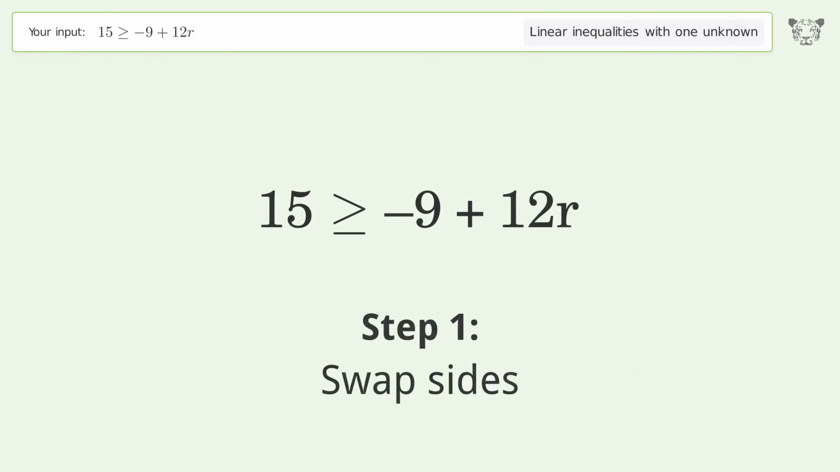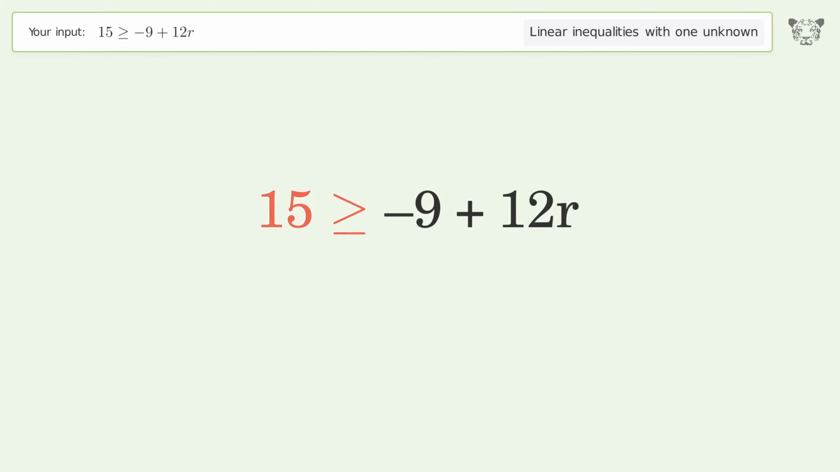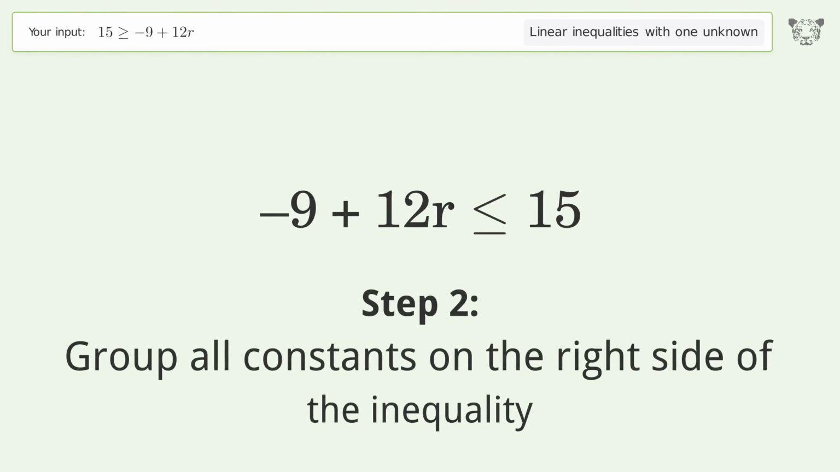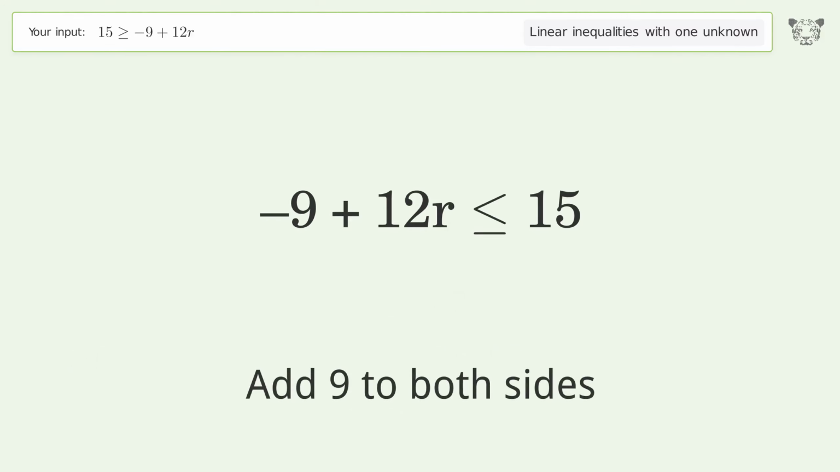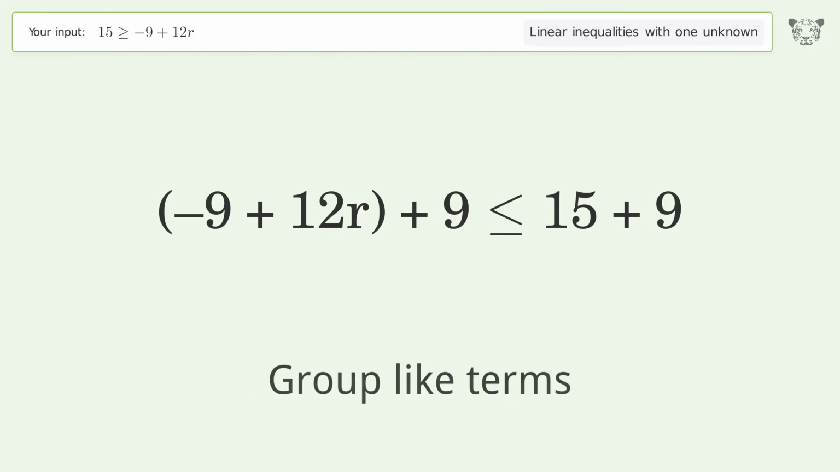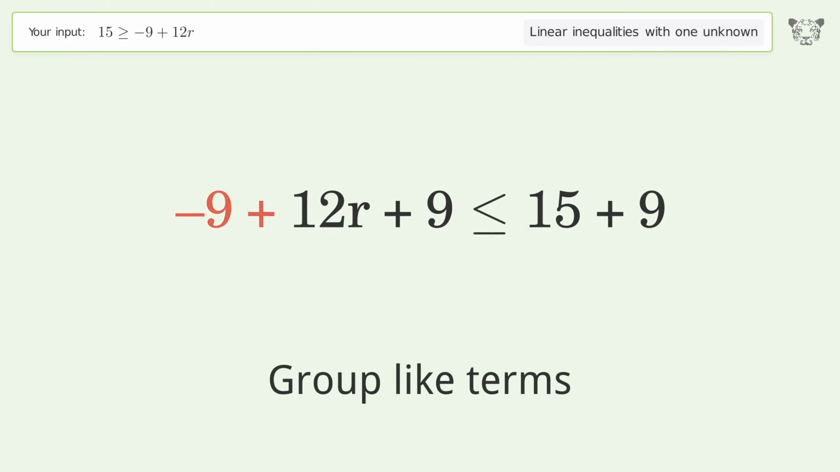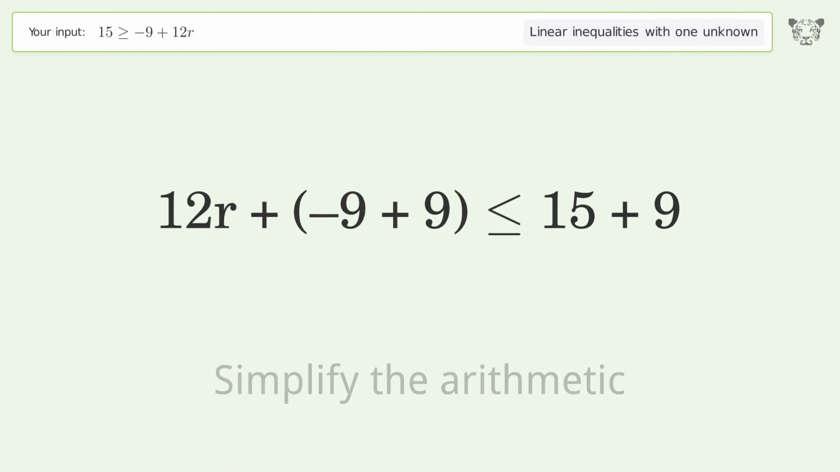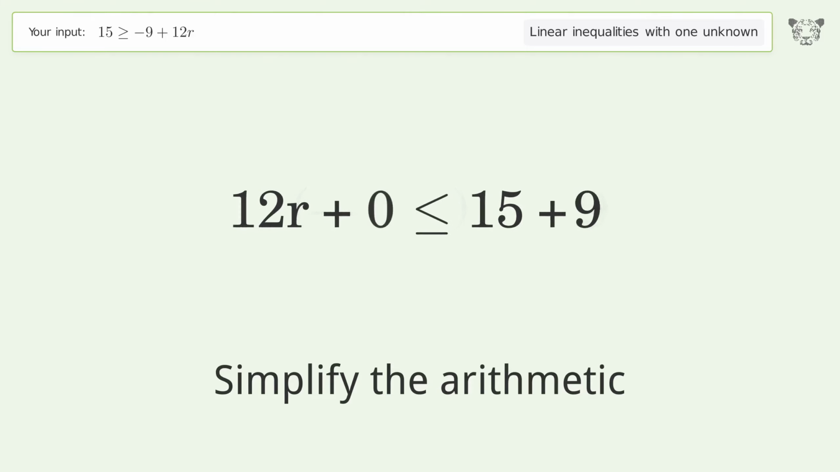Swap sides. Group all constants on the right side of the inequality. Add 9 to both sides. Group like terms. Simplify the arithmetic.